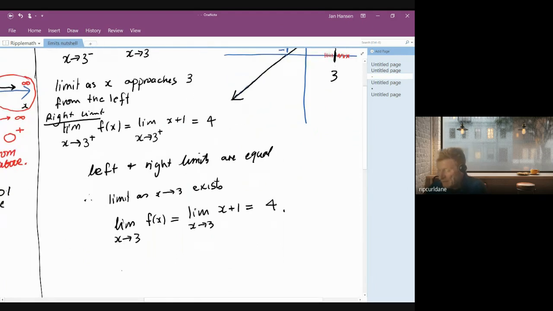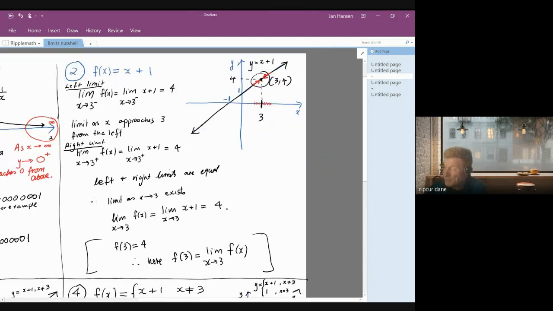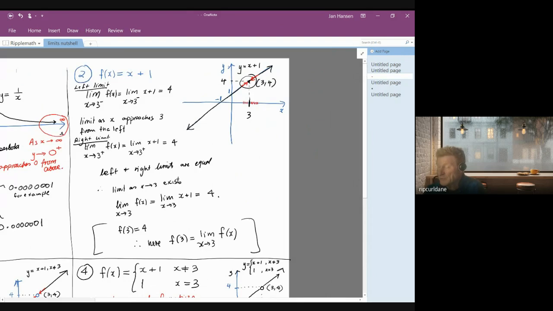Now, the other thing is that f of 3 is actually equal to 4 as well. So for this particular example, f of 3 actually equals the limit as x approaches 3, which is important for continuity. So that means it's continuous there. But that's a bit extra. If the function is continuous at a point, then the left and right limits are equal, the limit exists, and the limit is equal to the function value there.